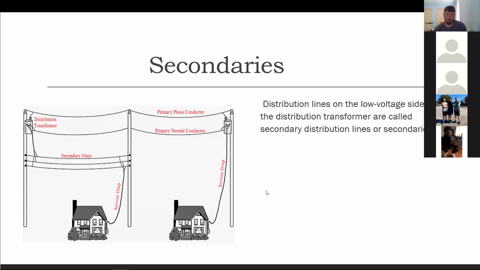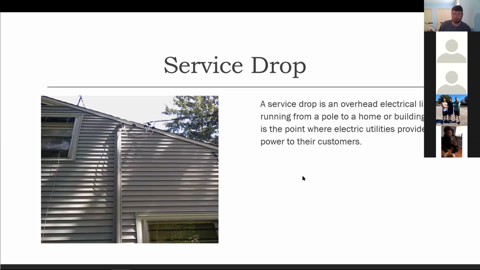And then we have secondary lines. Secondary lines distribute the low voltage side of the distribution transformers. They're called secondary distribution lines or secondaries. I suspect you're going to use the same picture here. Oh, that's okay.